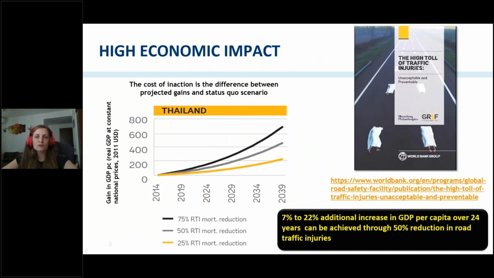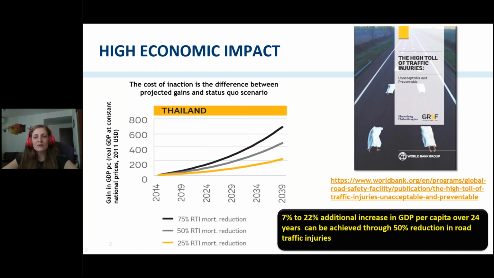The cost of this crisis is huge. And the 2017 World Bank report, The High Toll of Traffic Injuries, which you can see on your screen, and you also have a link to access it. This report noted that reducing road traffic injuries in half could translate into an additional 7 to 22% of GDP per capita income growth over 24 years.